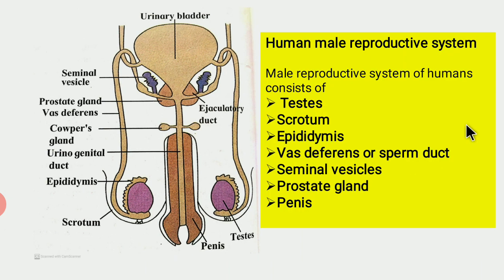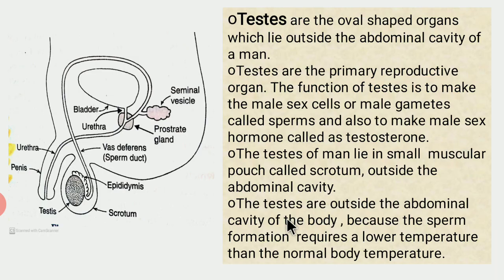The human male reproductive system consists of the testis, scrotum, epididymis, vas deferens, or the sperm duct, then seminal vesicles, prostate gland and penis. So one by one we will discuss these parts of the male reproductive system.